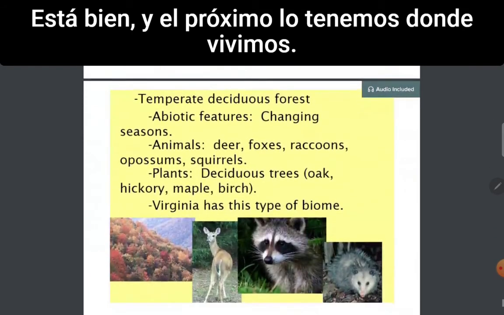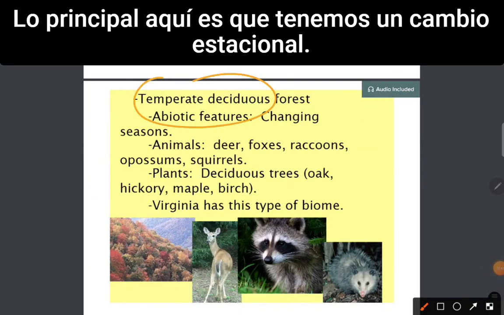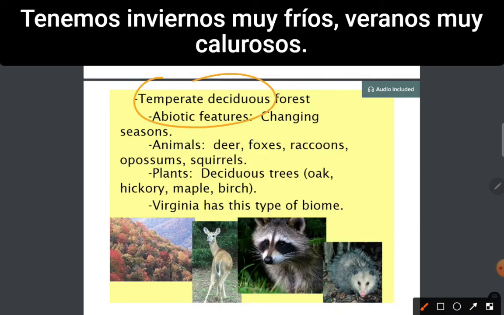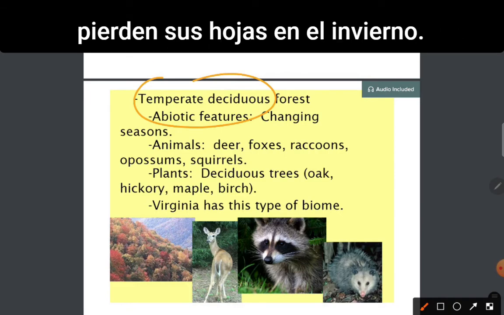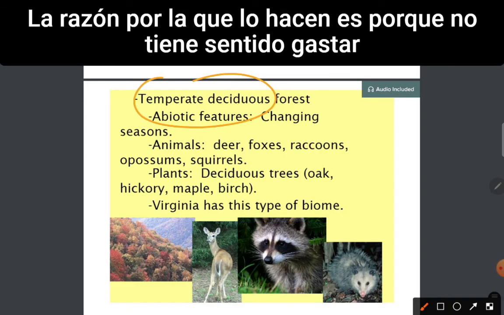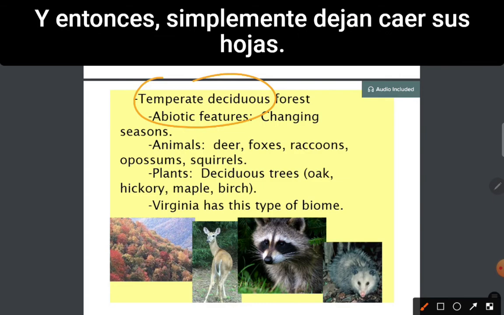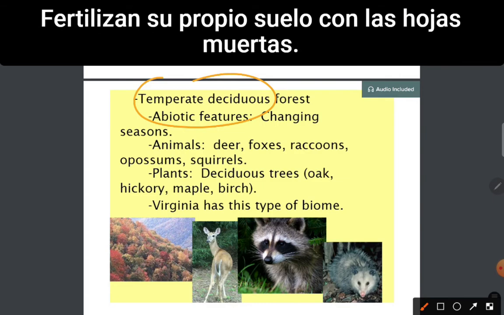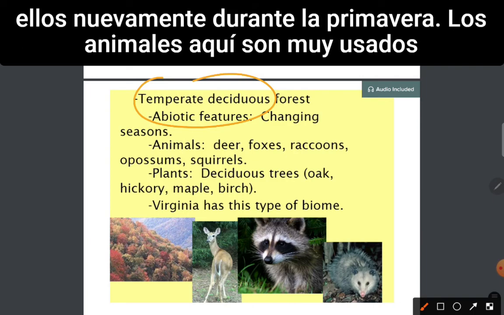All right, and then next we have where we live. So this is the deciduous forest. The primary thing here is that we have seasonal change. We have really cold winters, really hot summers, and so that creates an environment where we have trees that lose their leaves in the winter. The reason they do that is because there's no sense in spending the energy to make leaves if you're not going to use them. And so they drop their leaves, they fertilize their own ground with the dead leaves, sort of a winter storage for the tree, and then they grow them again during the spring.